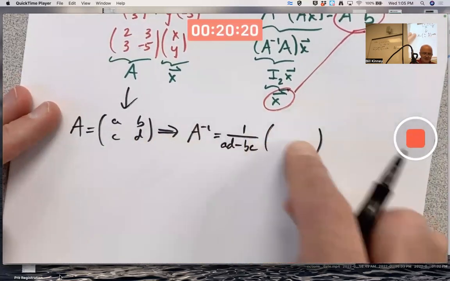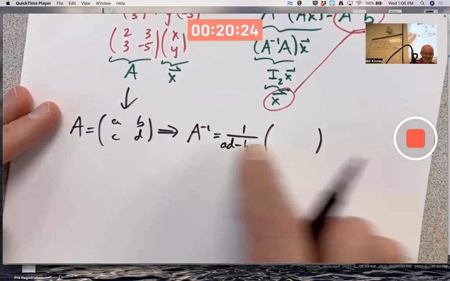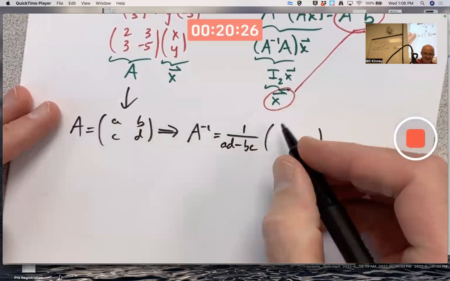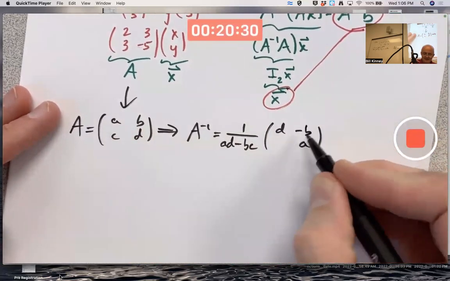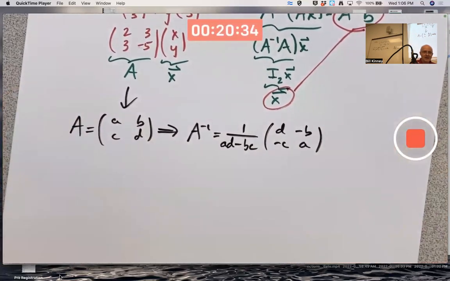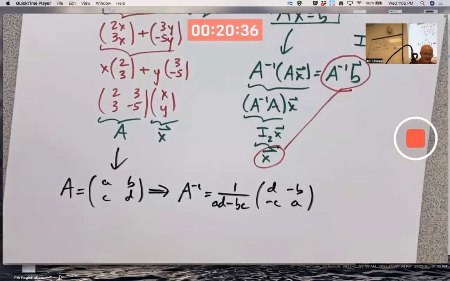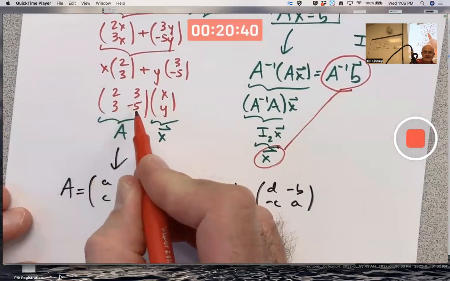And then for the entries in the matrix here, see if I get this right, you've got to switch around the a and the d, put the d up here and the a down there, and put negative signs in front of the b and the c. For our matrix here, a is 2, b is 3, c is 3, and d is -5.